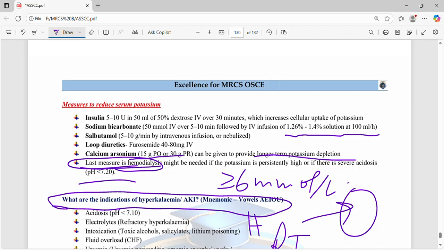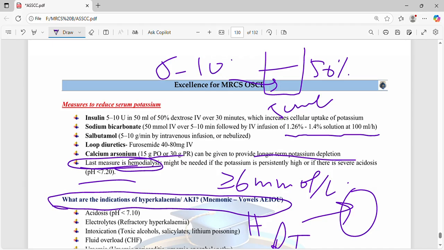Now we can repeat this. I think it's not important that you remember the doses, but if you remember them, it will be a plus point. But you should remember that insulin, 5 to 10 units, is pushed in 50 ml of 50% dextrose IV over 30 minutes. So take the 50% dextrose, 50 ml, put 5 to 10 units in this and give it over 30 minutes.